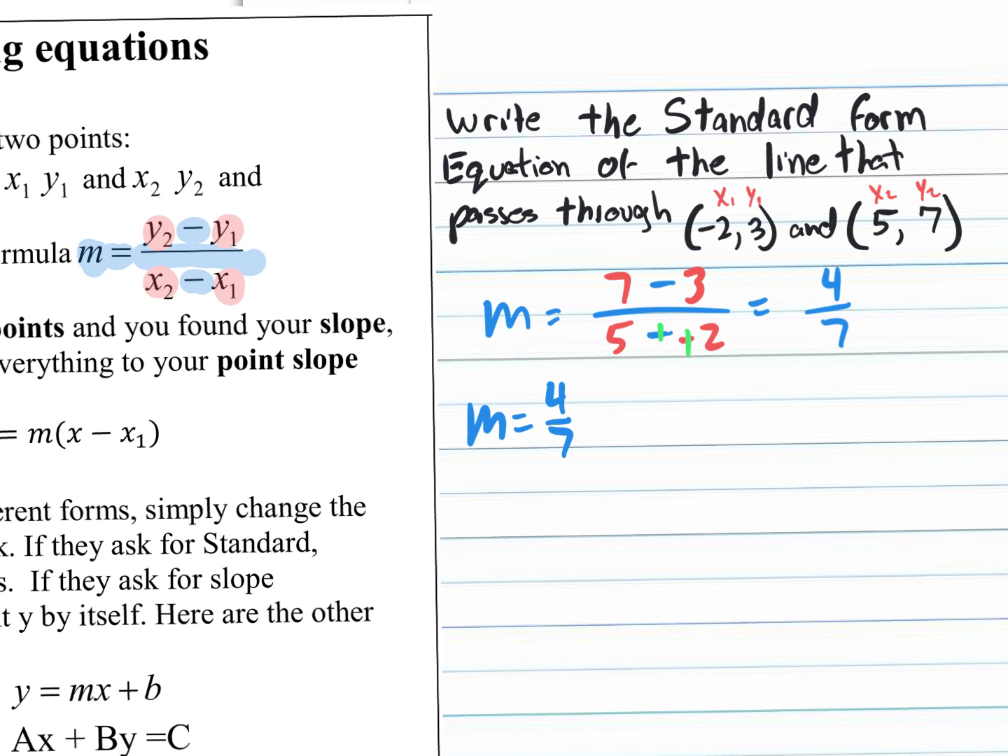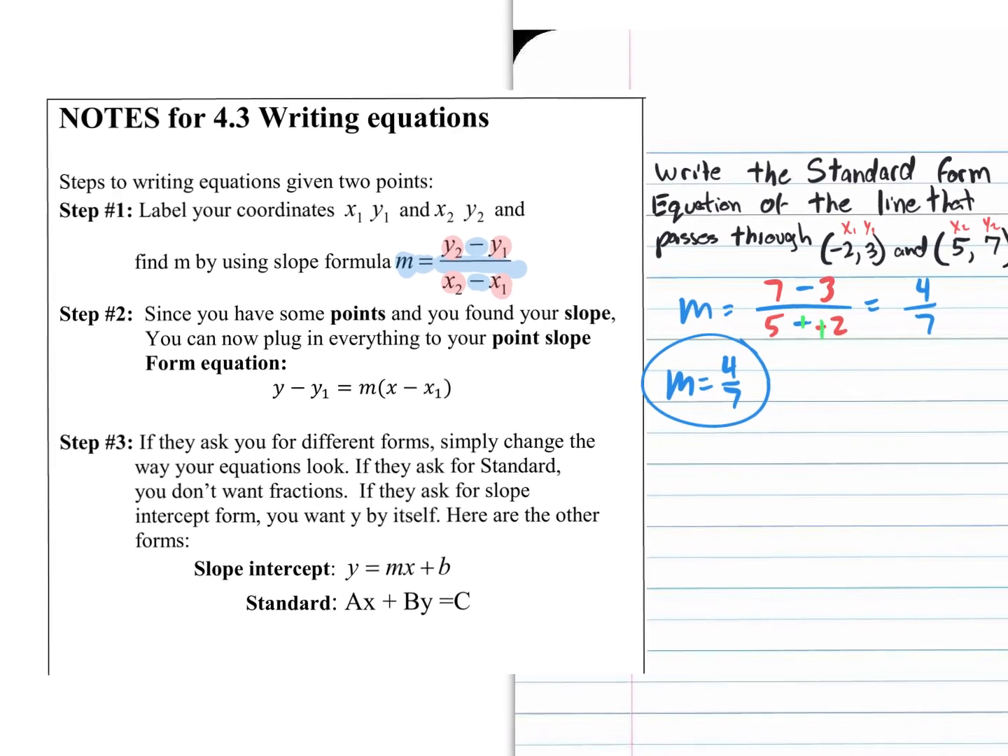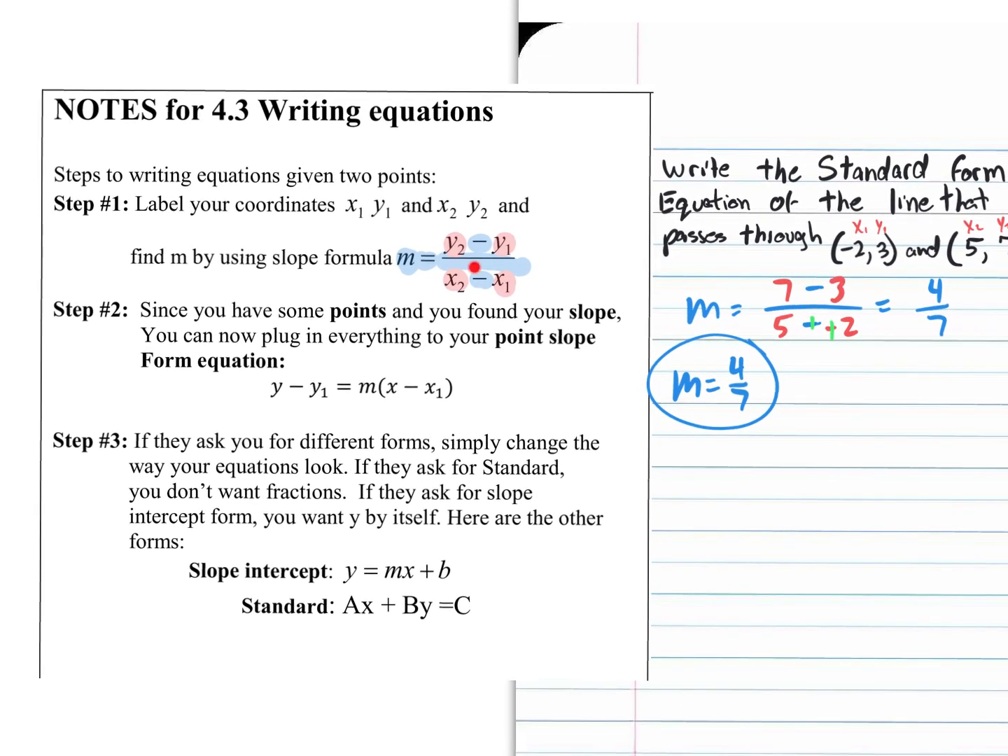But right now that I have a slope and some points, we're going to move on to point-slope form. And that's exactly why these steps right here. Step 1, find your slope. Once you have your slope and you have some points, you go for point-slope form, right? y minus y1 equals m parentheses x minus x1. Okay.